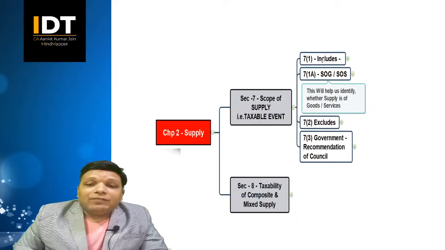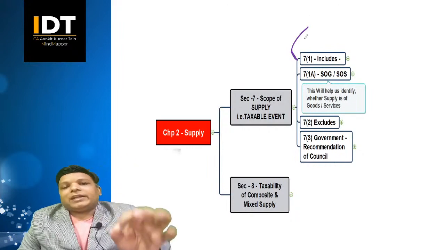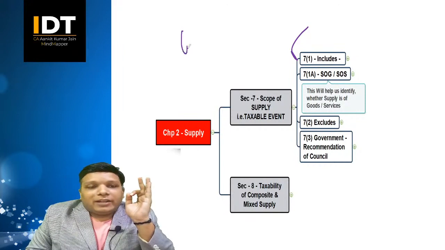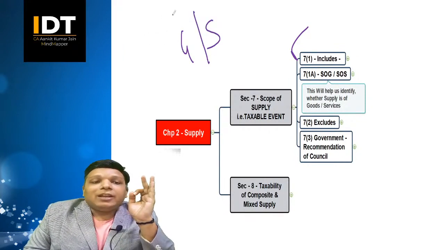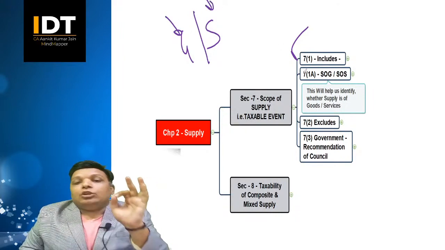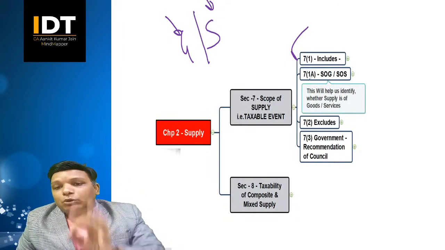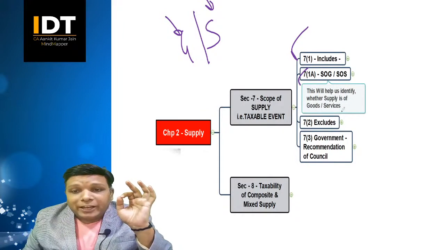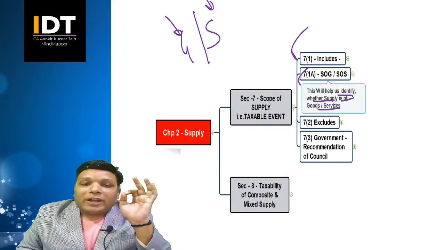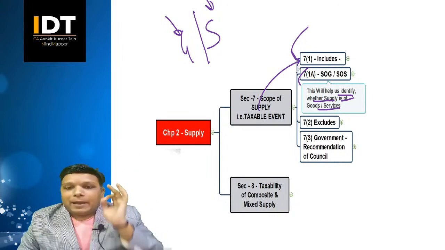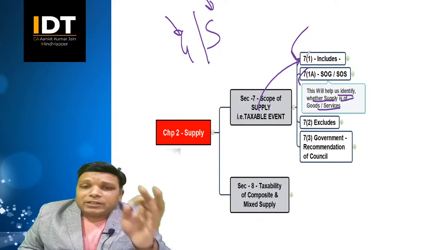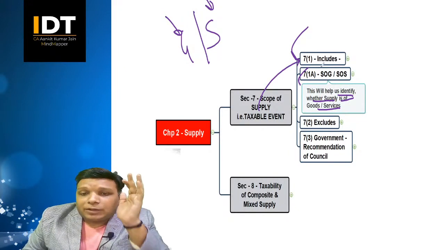So first we will see that supply will include what all things. Once we understand that these activities or these things are called as supply, then we will see whether this supply is of goods or of services, correct? Because we know the taxable event is what? Supply of goods or supply of services. So which section will tell us whether it is supply of goods or services? Section 7(1)(a). This will help us identify whether the supply is of goods or of services. Clear, everybody? So once we understand that this particular activity is supply, then we jump to section 7(1)(a), which explains to us whether this activity is supply of goods or services or not.